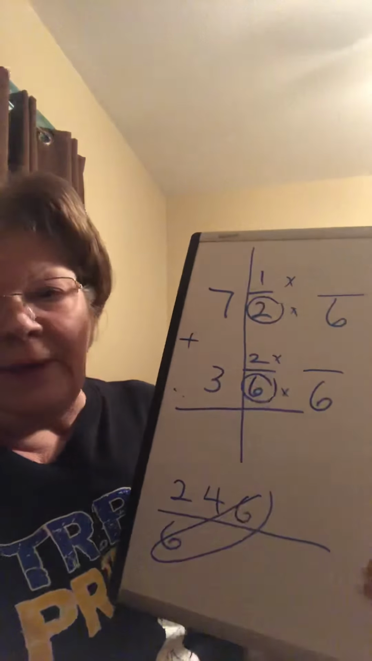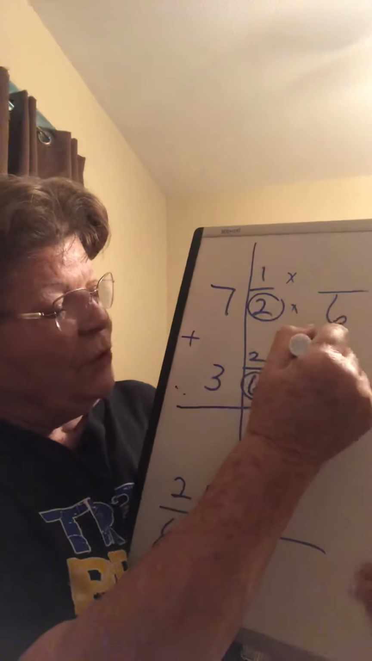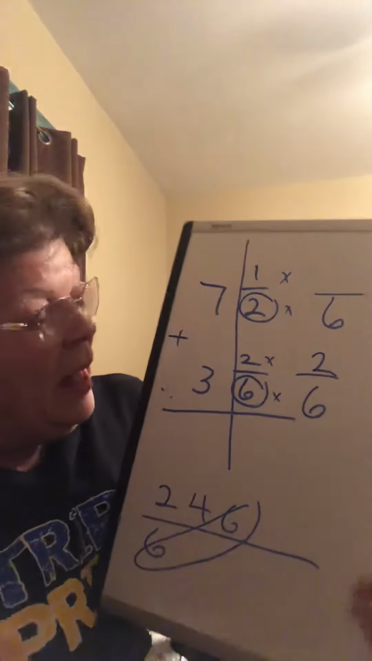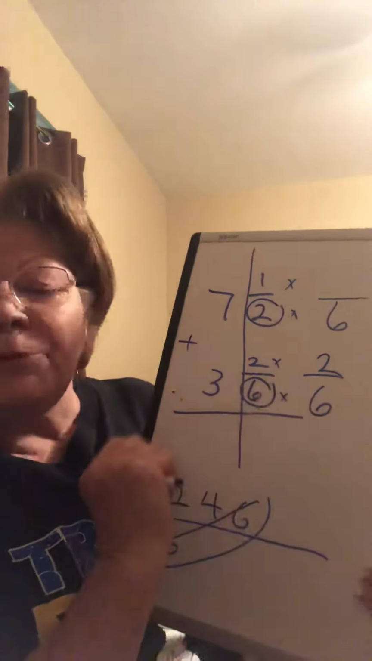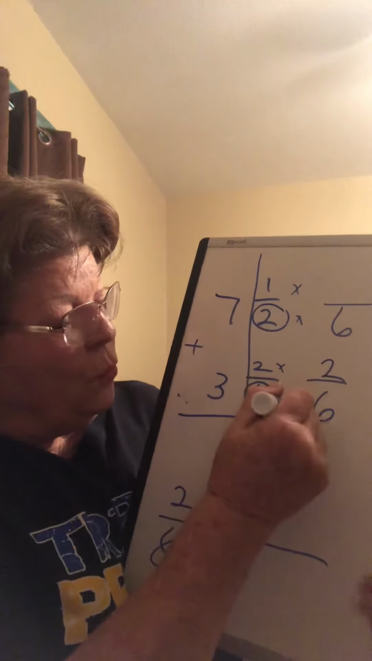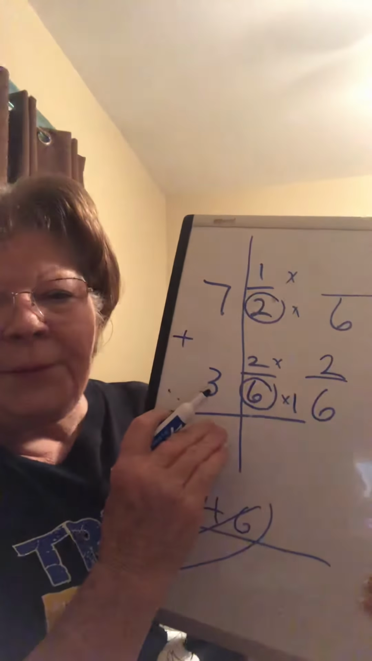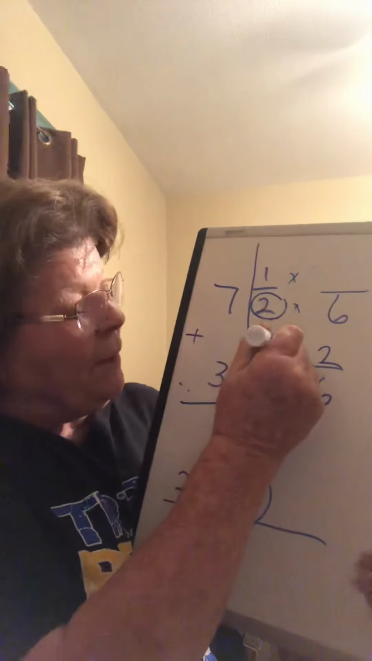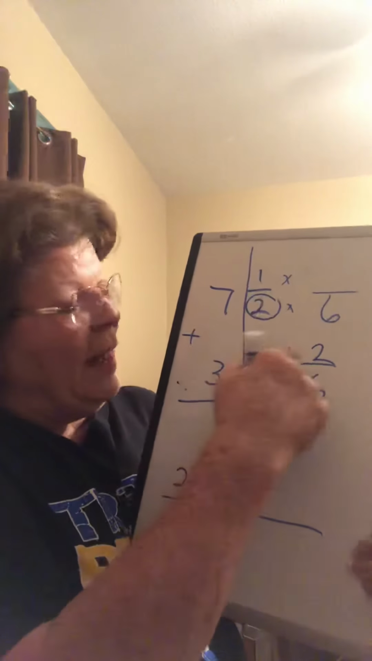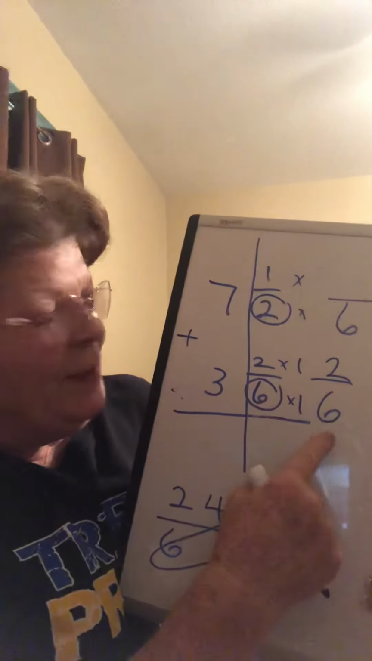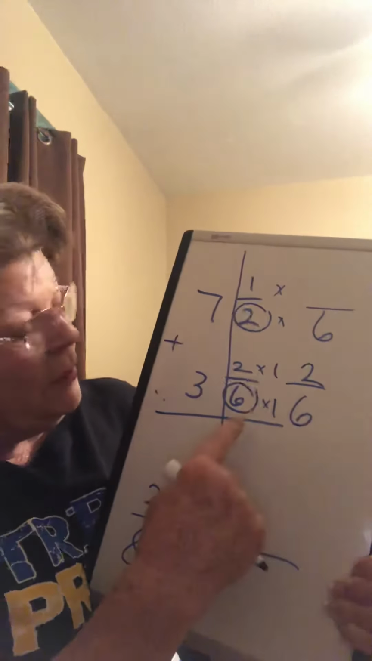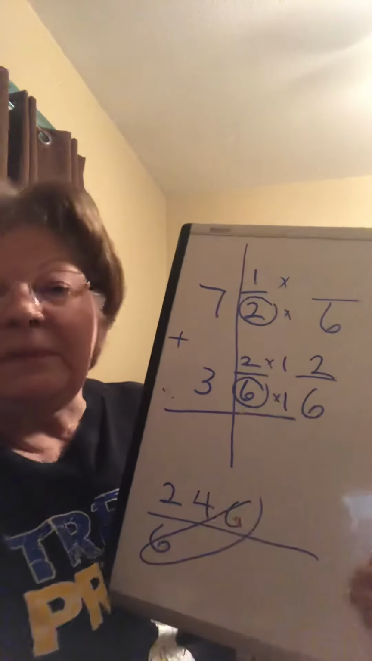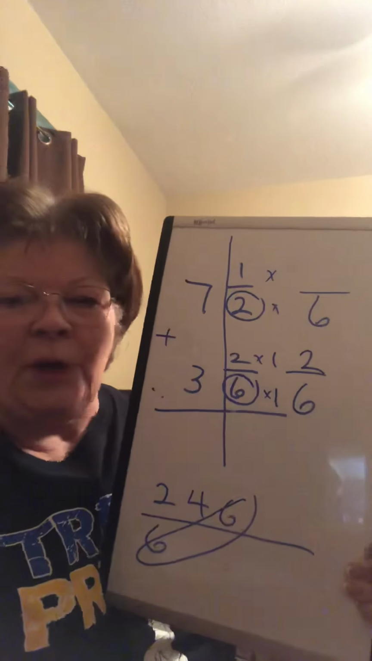Well, that 6 is already there, so if you just want to slide this 2 over, because it's not going to change, I also tell the kids 6 times what is 6? We know it's 1. And whatever I do to the bottom, I have to do to the top. So 2 times 1 is 2. So I have built an equivalent fraction. 2/6 and 2/6 are the same. That denominator did not change.